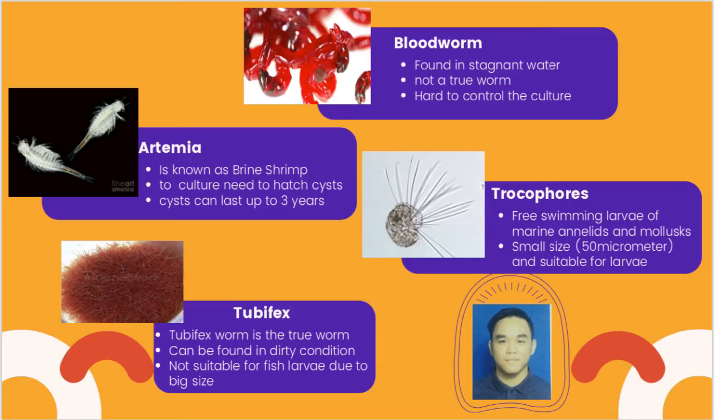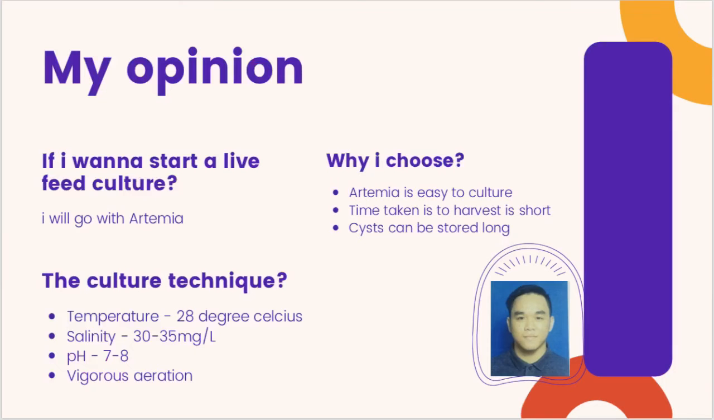Seventh is trochophore. Trochophore is a free-swimming larva of marine annelids and mollusks. They are very small, around 50 micrometers in size, and they are suitable for larvae. And finally, the eighth is Tubifex. Tubifex is a worm, and they are a true worm. They can be found in dirty conditions. They are not suitable for fish larvae due to their big size.